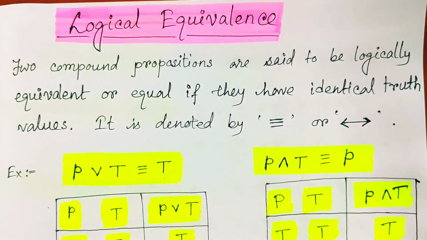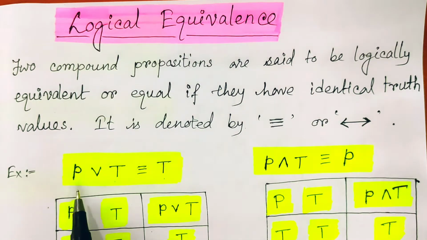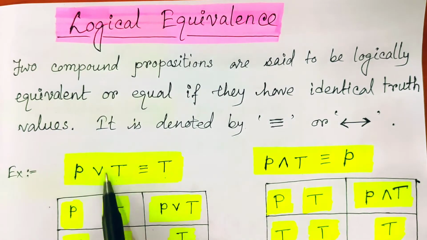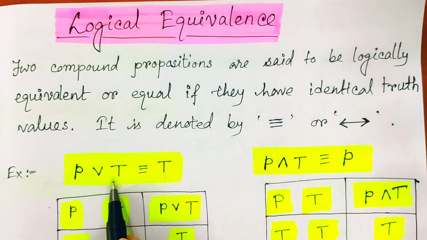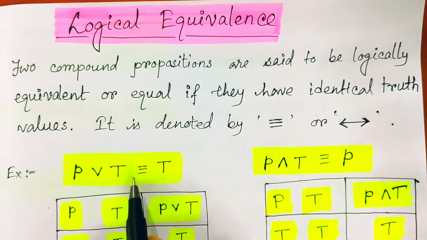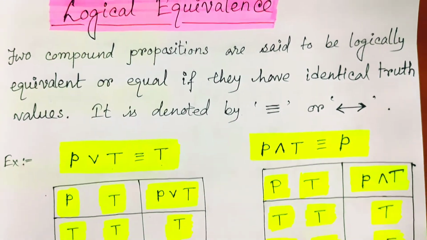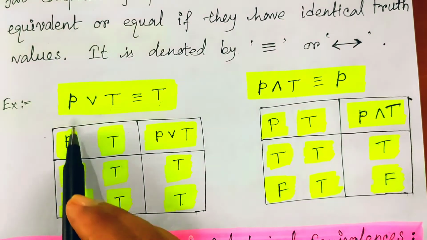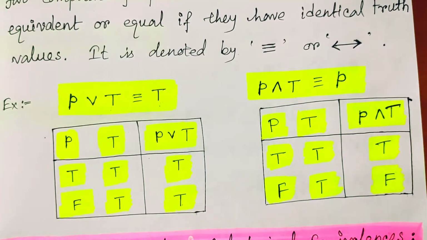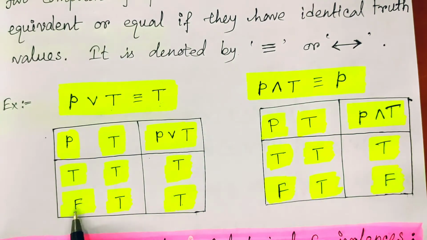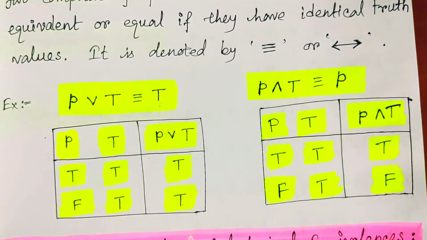Now with an example let us disclose this. Suppose it is given that P or T, where T means true. What can we say? It is equivalent to T, that is true. So we should prove this first. What will we do? At first, P means a proposition, its outcome is either true or false. So for P we can have true or false. Now T means it is true, so it is always true.